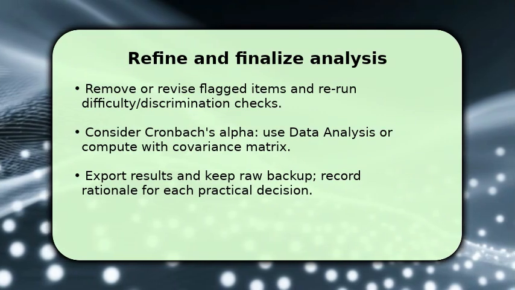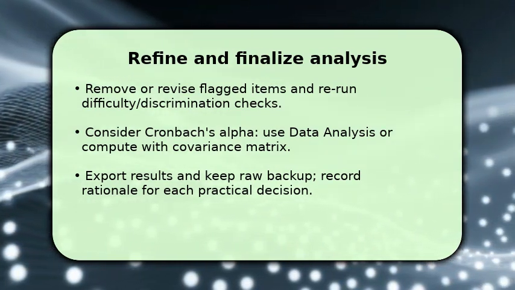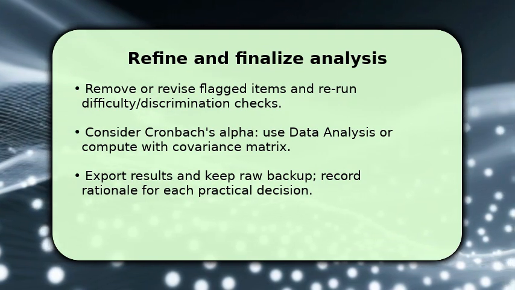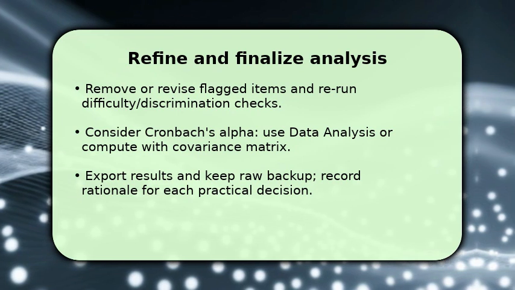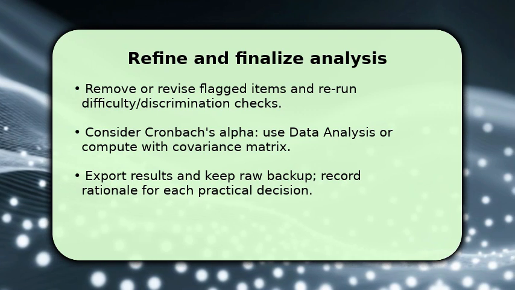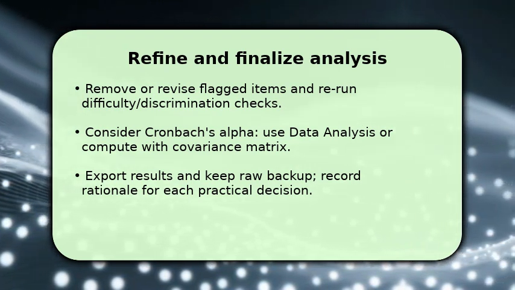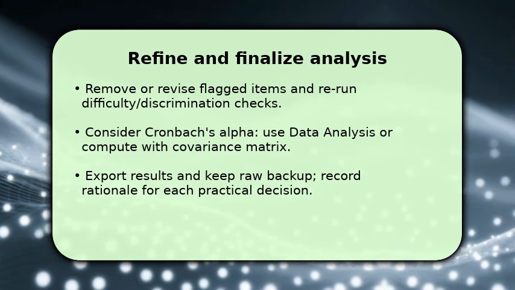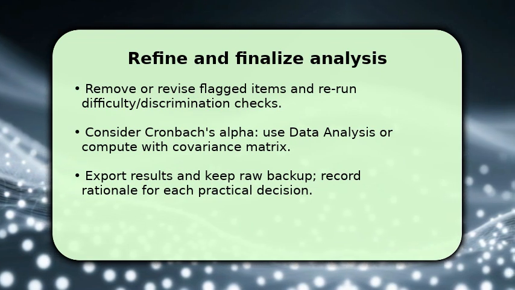You are ready to finalize decisions. First, remove or revise items flagged for poor difficulty or low discrimination, then recompute totals and metrics to confirm improvement. Next, calculate reliability, Cronbach's alpha, either with the analysis tool pack or by computing the covariance matrix and applying the formula. Once satisfied, produce a summary sheet with item ID, difficulty, discrimination, and alpha.